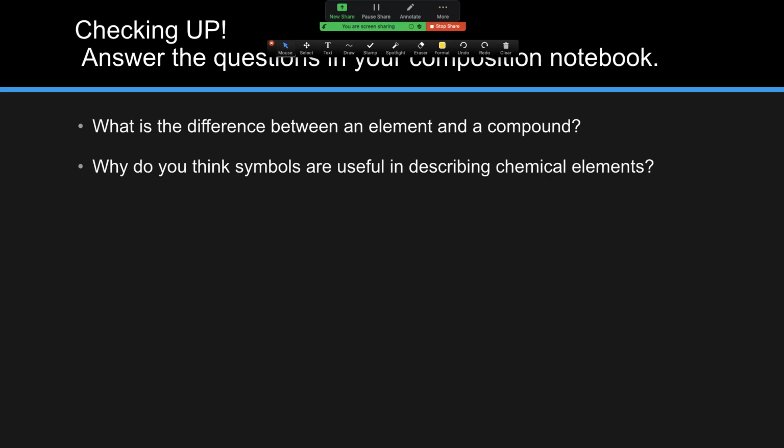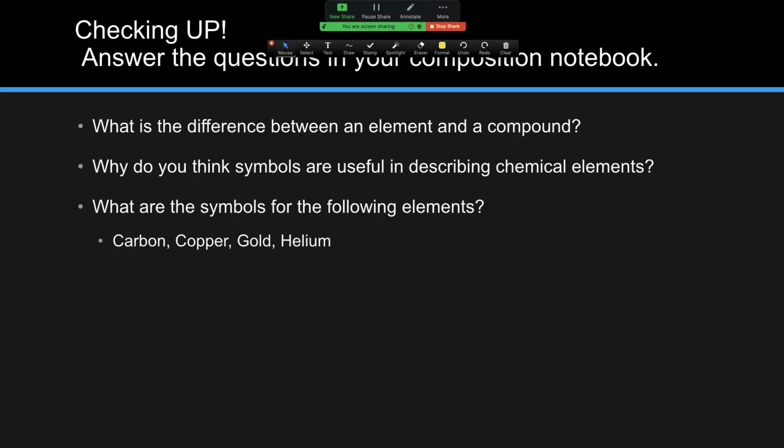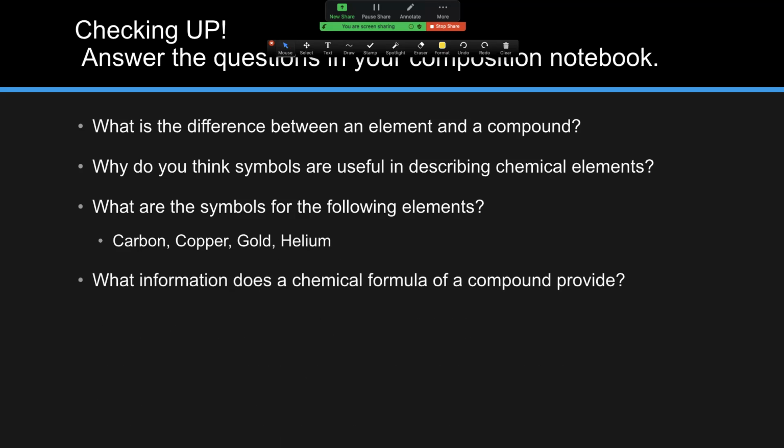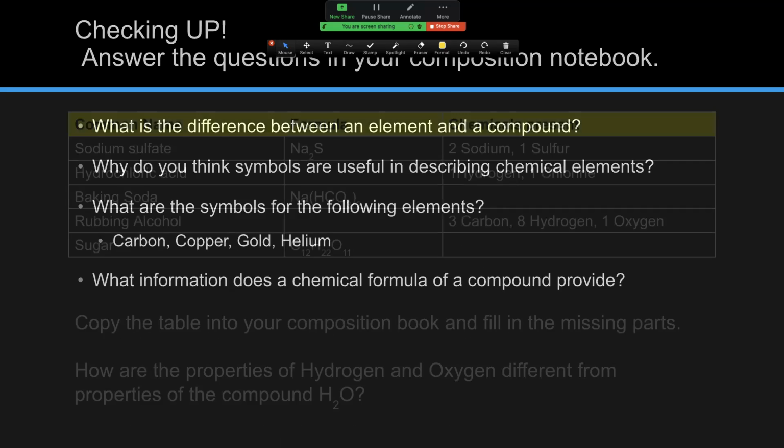Why do you think symbols are useful in describing chemical elements? If I want to say hydrogen, why would it be useful to write a symbol? What are the symbols for these elements? Look up a periodic table: carbon, copper, gold, helium. And then, what information does the chemical formula of a compound provide? Give me all the information of that formula, H2O, H2SO4. What information does that give you?